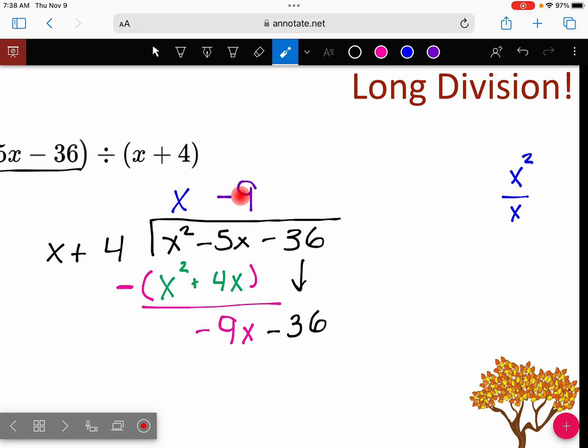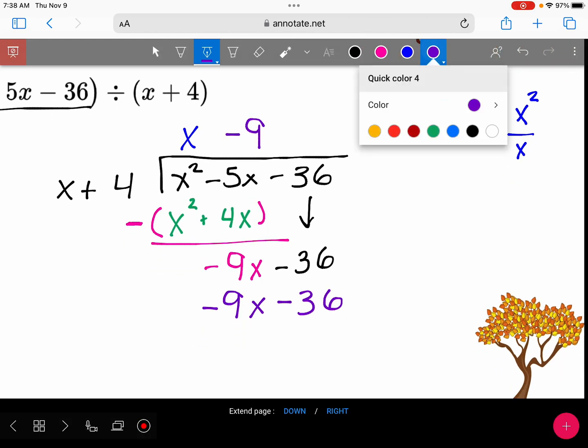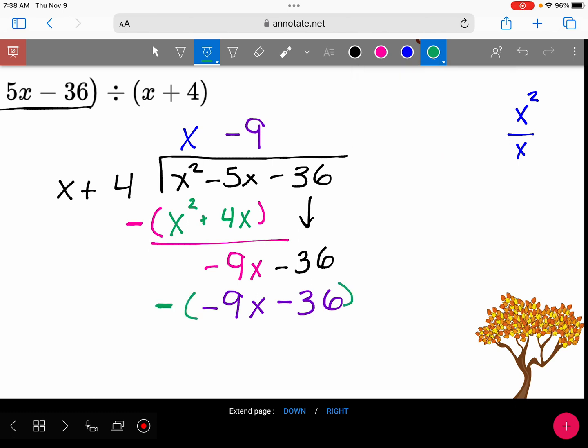We're going to take this negative 9 times the whole term and write it under here. So negative 9 times x gives us negative 9x. And negative 9 times 4 gives us negative 36. And we are going to come through and subtract the whole line. So be super duper careful. This has a gazillion and a half minus signs.